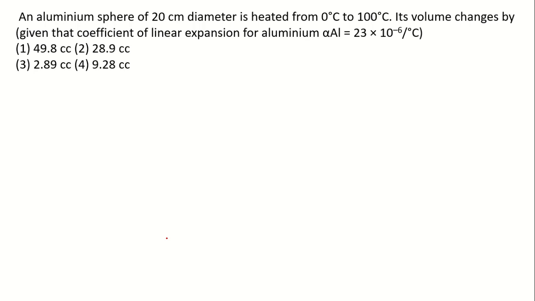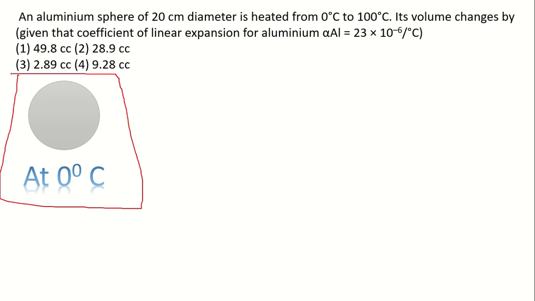So let us move on to the question. In the question, it is said that an aluminium sphere of 20 cm diameter is heated from 0 degrees to 100 degrees Celsius. It means that initially there is an aluminium sphere of 20 cm diameter at 0 degrees Celsius. Now this sphere is heated to 100 degrees Celsius.